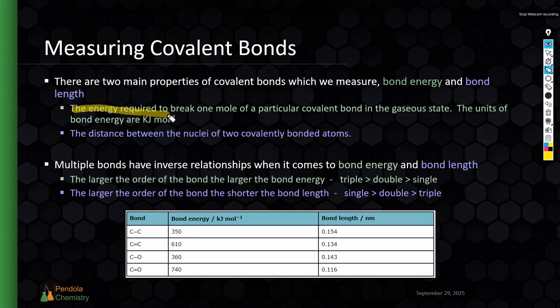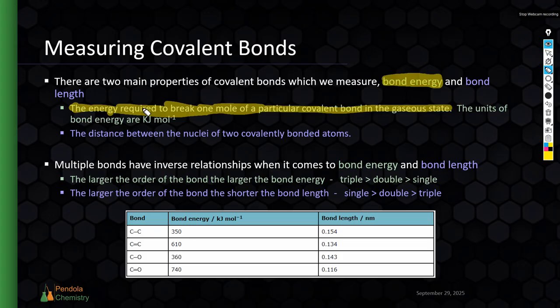The energy required to break 1 mole of a particular covalent bond in the gaseous state. That is our definition for bond energy. And this is very important because these definitions, especially when it comes to energy, need to be very specific. When we get to chapter 6 and we start talking about thermodynamics, definitions are the key to everything.